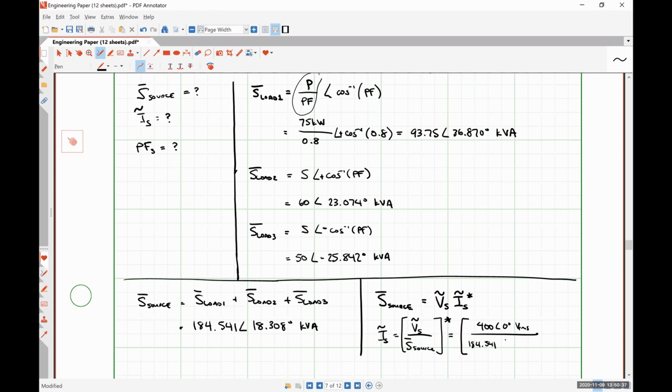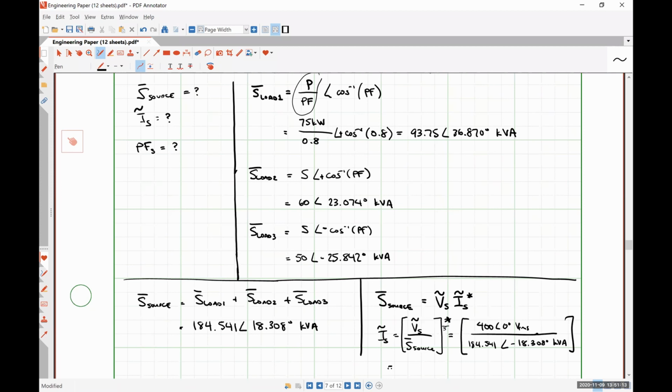Magnitude stays the same. What do we do to the angle? Change the sign. So if we had positive 18.308, we're now going to have negative 18.308 degrees. That is exactly right. We are taking the conjugate. So right here, we're taking the conjugate of the quantity Vs divided by S source, which is the exact same thing as taking the conjugate of the numerator and the denominator inside the brackets.